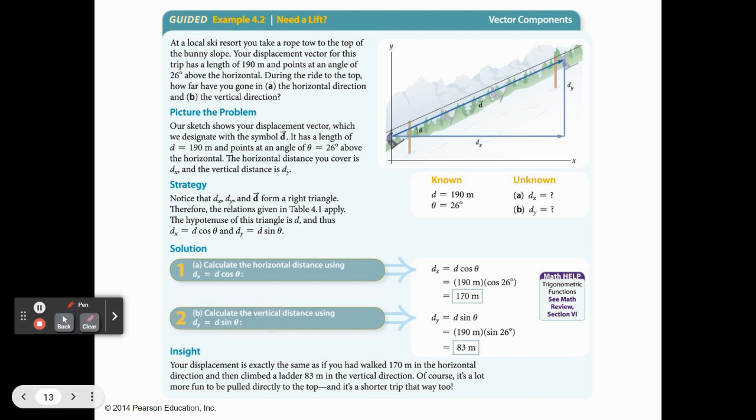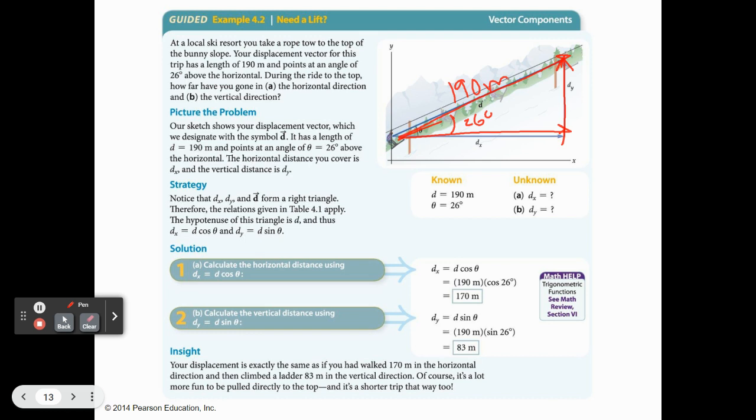All right, so if we draw it out, and this is one of those problem-solving skills that we learned earlier, if you sketch out the problem, it's going to help you solve it. So here's our bunny slope. So we're going up that bunny slope there. And in the x direction, we break it up into its components. That's the x direction and the y, so that I make a right triangle. This right triangle has an angle of 26 degrees. Then we have to find what d, dx, and dy are. Well, we know d is 190 meters because it tells us that. Displacement vector for this trip is 190 meters and points at an angle of 26 degrees.